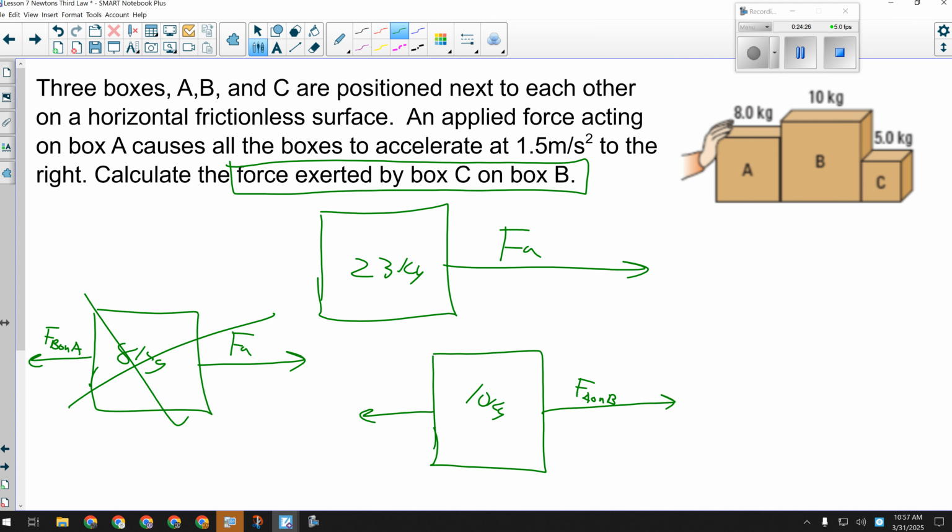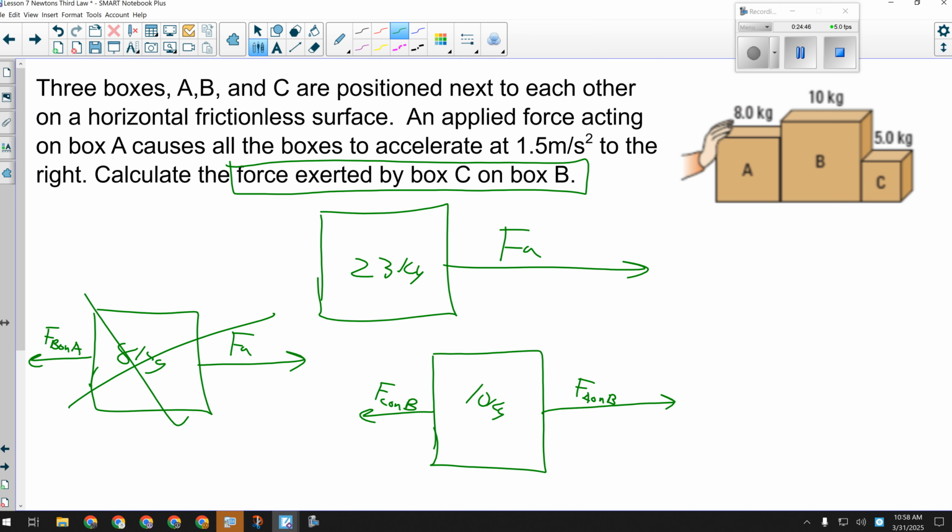This is the force of C pushing back on B. Remember, there's no friction here. The force that's acting back on B has to be from C pushing back on it. This is actually the force they want me to find. Here's my problem. I don't have any way to find that because I don't know this force.